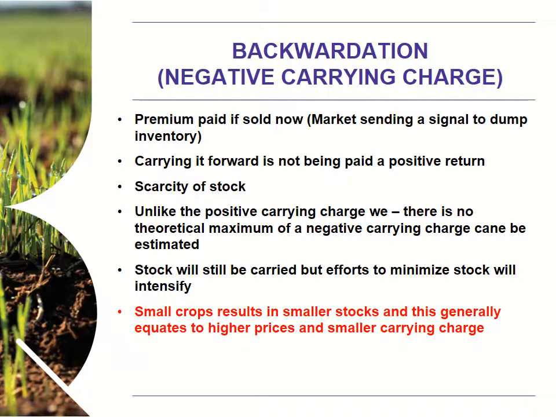and there's normally a temporary scarcity of stock. Unlike a positive carrying charge, there's no theoretical maximum value that you can estimate, and stocks will still be carried. The only reason stocks will still be carried despite not providing a positive return is that producers or consumers will still need to produce stuff, so they will still need to have stock. Smaller crops will normally result in smaller stocks, and this generally equates to higher prices and smaller carrying charges.